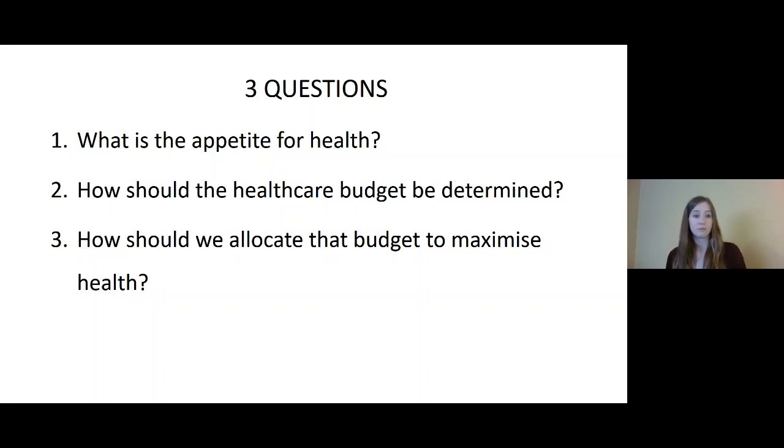The second one is, how should the healthcare budget be determined? And then again, this relates to the first one. If you know how important health is, you can then decide how big or how small we should make that healthcare budget, given that it needs to come out of taxation and things like that. And then the final one is, how should we allocate that budget to maximize health? Because we know that that doesn't happen automatically. So this is the motivation. This is why we do health economics in the first place.